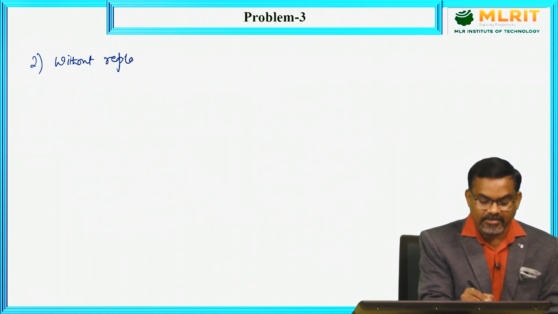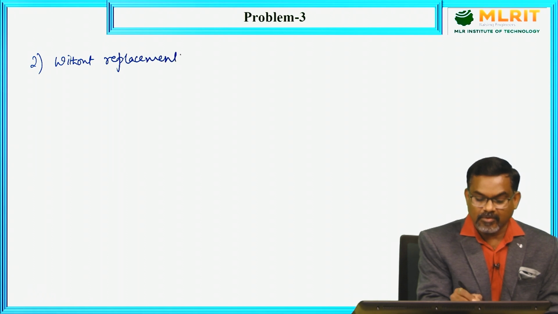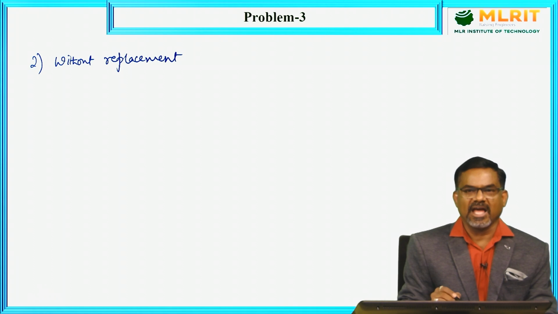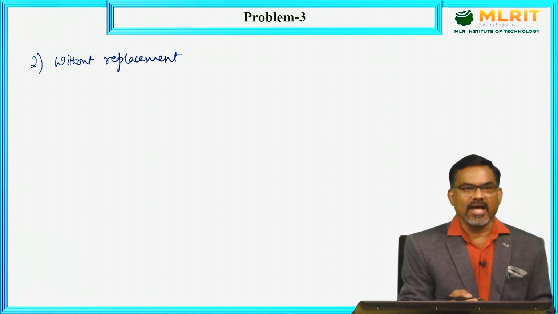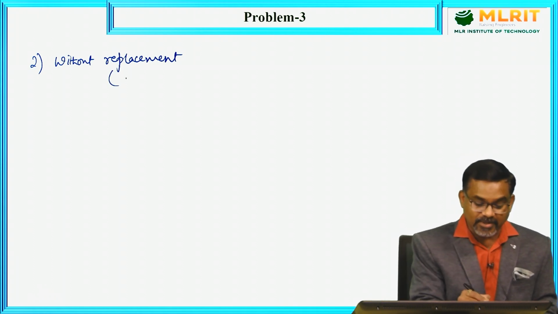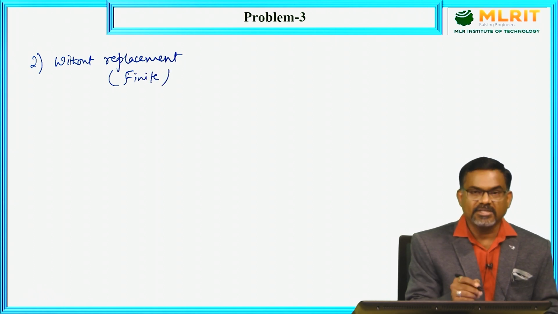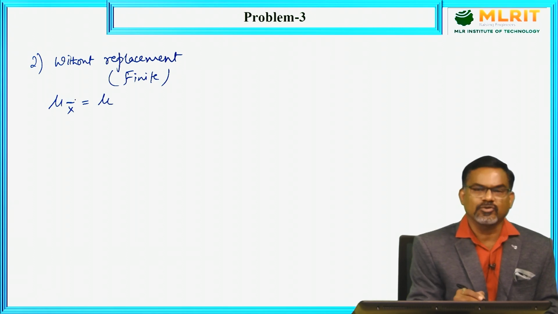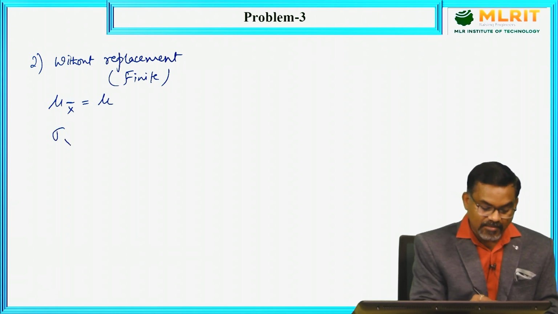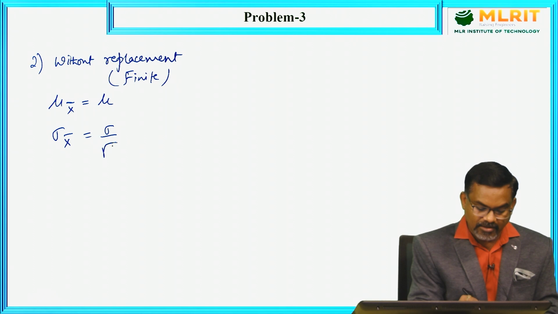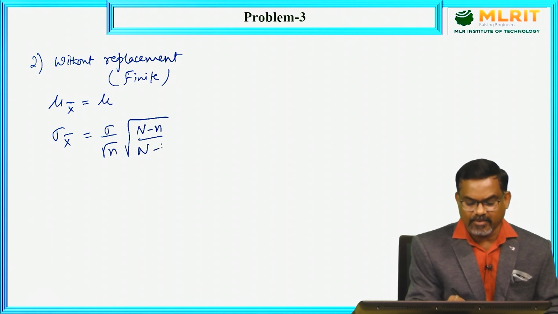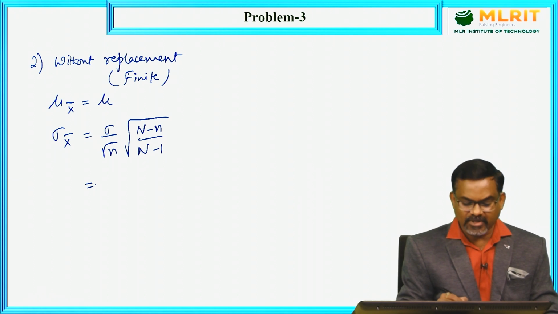Similarly, the second case, without replacement. Without replacement means an element of the population cannot be selected more than once from the population as it is not replaced back. So in without replacement, this is the finite case. In this case, the mean of sampling distribution of means is again the same, the actual population mean, and sigma x bar is sigma by root n into under root capital N minus small n by capital N minus 1. So what are the given values?